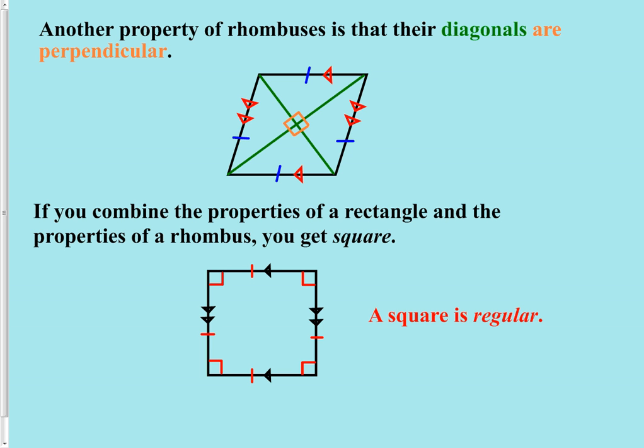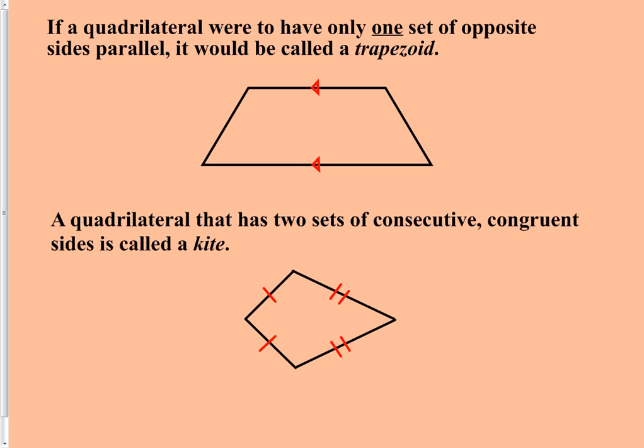Now, if you happen to pick up properties of a rhombus and a rectangle at the same time, meaning we are both equiangular and equilateral, then our figure is regular. And the term for a regular quadrilateral is a square. Okay, now that was all of the properties of a parallelogram, as if that wasn't enough.